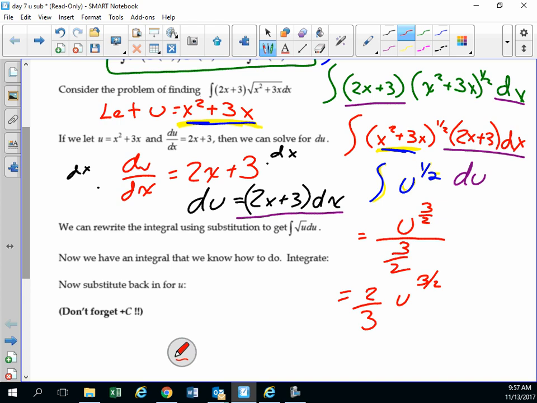Nope. I agree with this. U to the 3/2 divided by 3/2 is the same thing as 2/3 u to the 3/2. Plus. Oh, why do I have to have that plus c here? Because you don't know. Because it's an indefinite integral. It doesn't have numbers on it. If it doesn't have numbers on it, you have plus c afterwards.